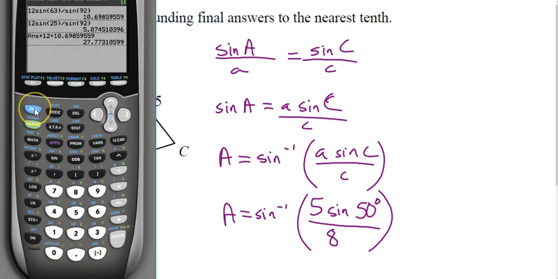Okay, so second function, sine inverse, 5, sine 50, bracket, divided by 8, close bracket. So order of operations is going to take precedence here, right? It's going to go 5 times the sine of 50 and then divide that by 8, which is what we want to happen. Then it's going to do the inverse sine of that. So let's take us directly to the angle.